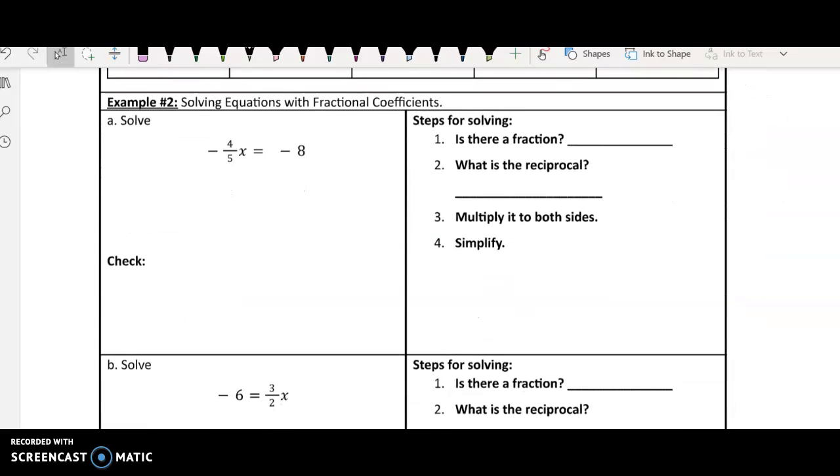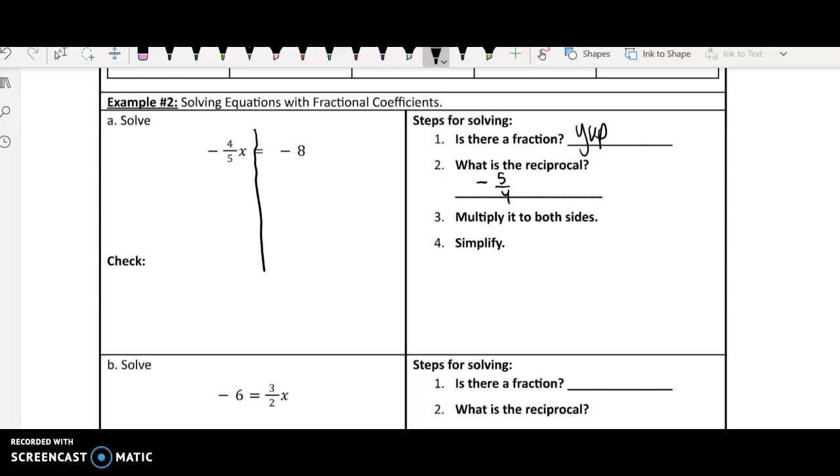All right, solving equations with fractional coefficients. So when we have a fractional coefficient, that just means that we have a fraction being multiplied by x. So is there a fraction? Yep. What is the reciprocal? So the reciprocal means the flipped fraction. So we're going to keep the negative, but instead we have 5/4. So that's what we're going to use to multiply to get rid of it.